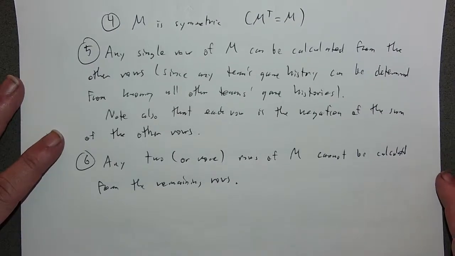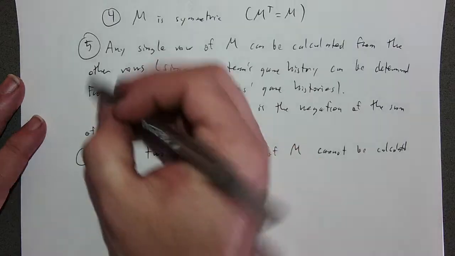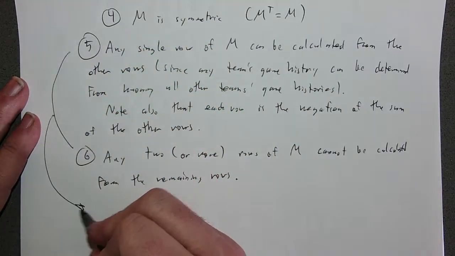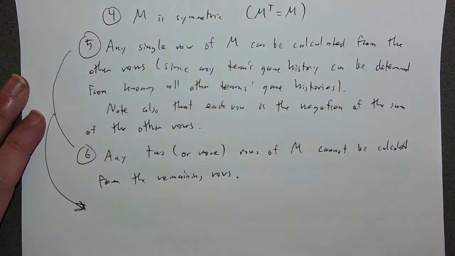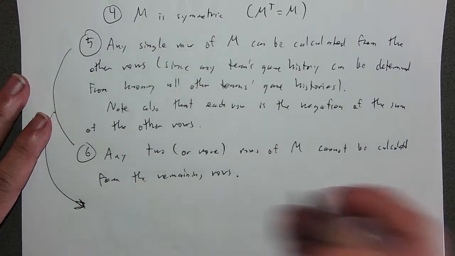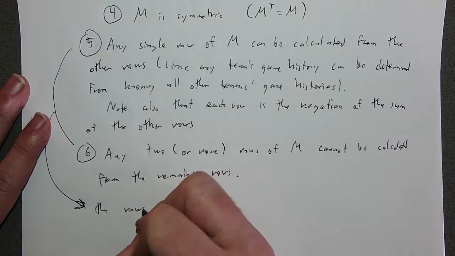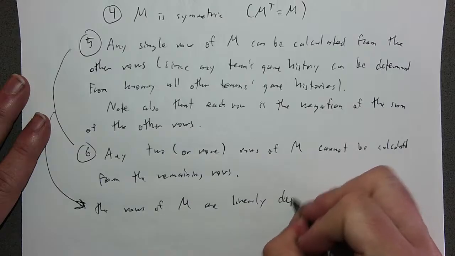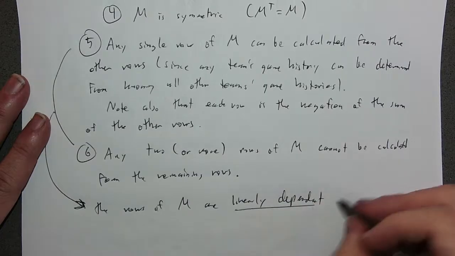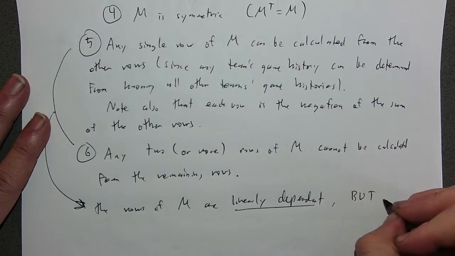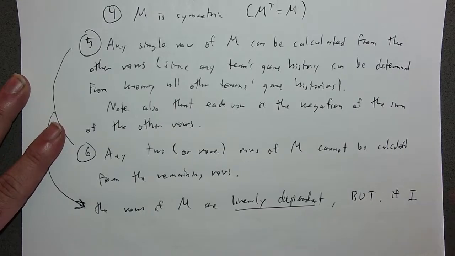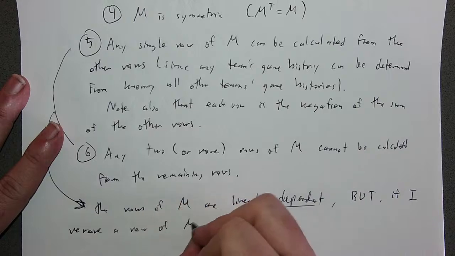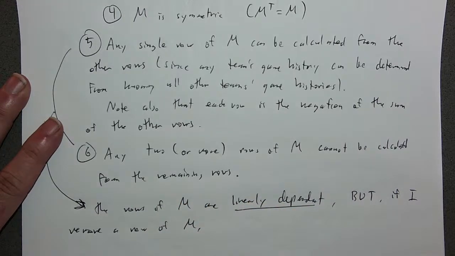And so this is telling you more than this, though. So these 2 combine to tell you the following, which is the rows are linearly dependent. But if I remove a row, the remaining rows are linearly independent.